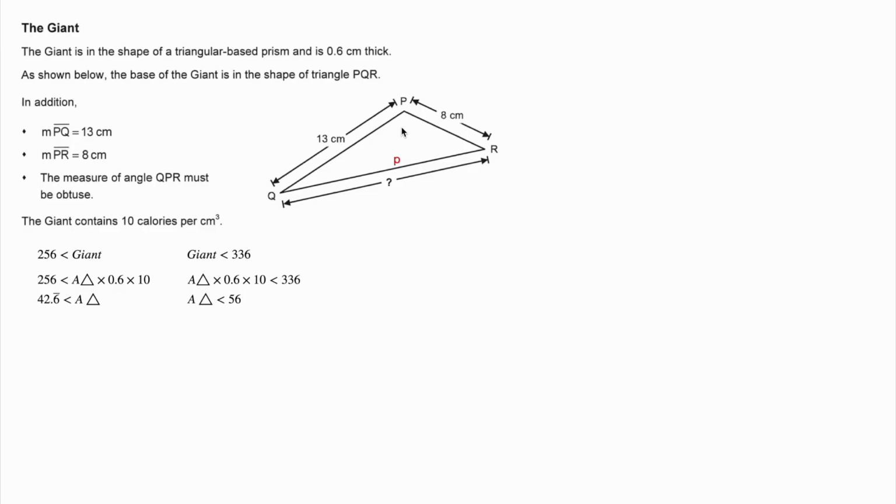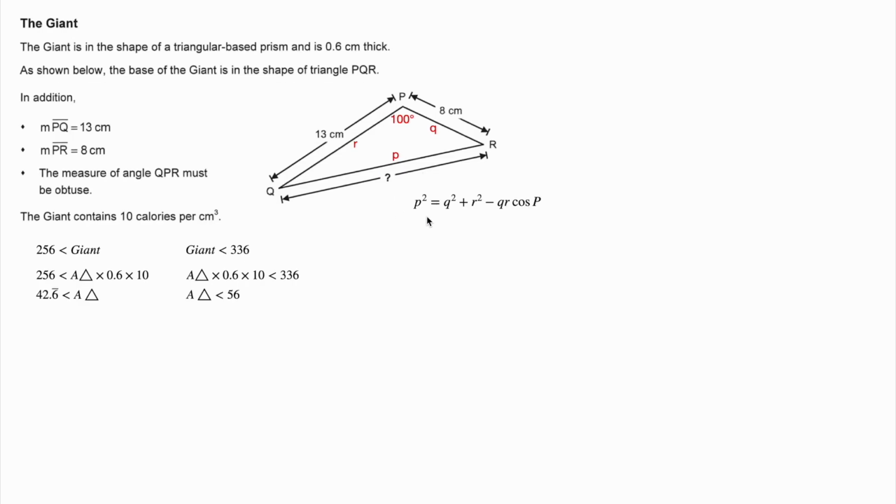I'm going to use my cosine law to figure out this length. Label this side little p, this side little q, and this side little r. This is my angle P, which has to be obtuse. I'm just picking an obtuse angle that is easy. I'm picking 100 degrees. I'm using my cosine law.